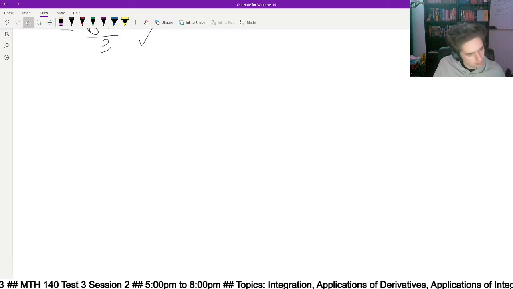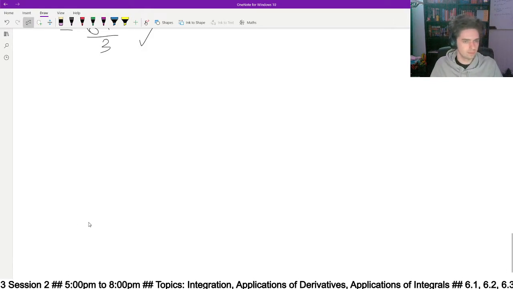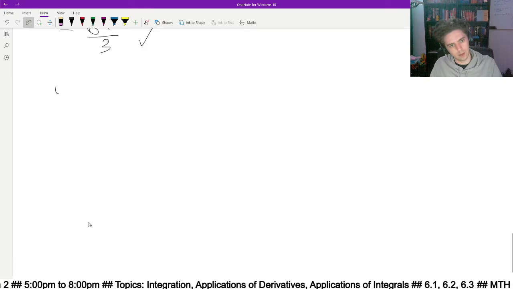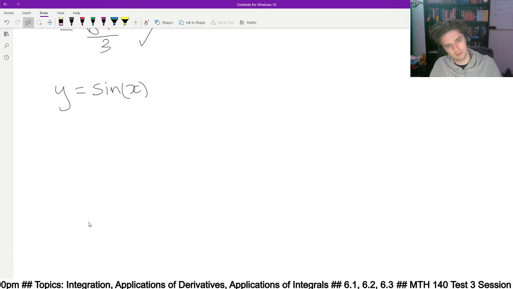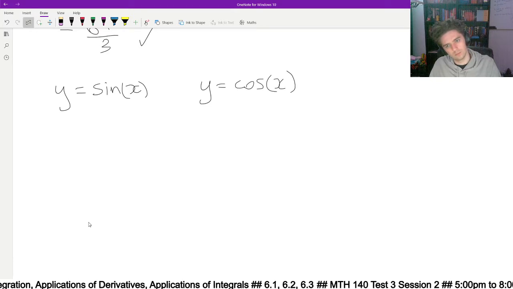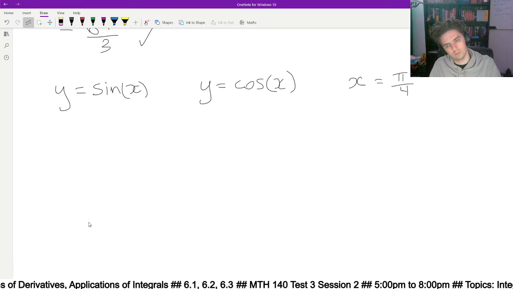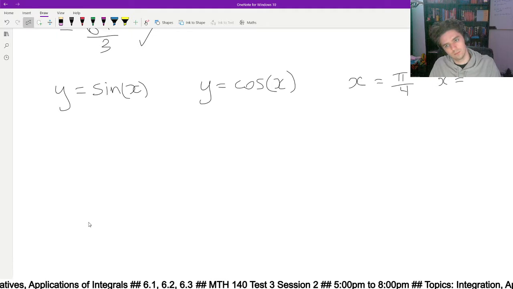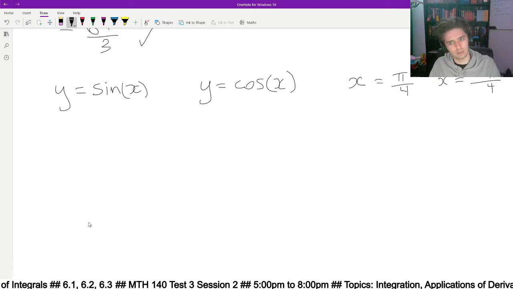It goes up to 36. I got one. So the first function is sine x, so y equals sine x. Then we've got y equals cos x. And then we have two vertical lines: x equals pi over 4 and x equals 5 pi over 4. I think I remember doing this, but it should be similar.